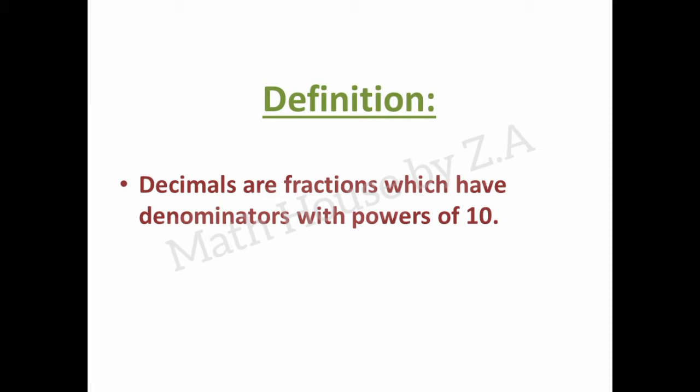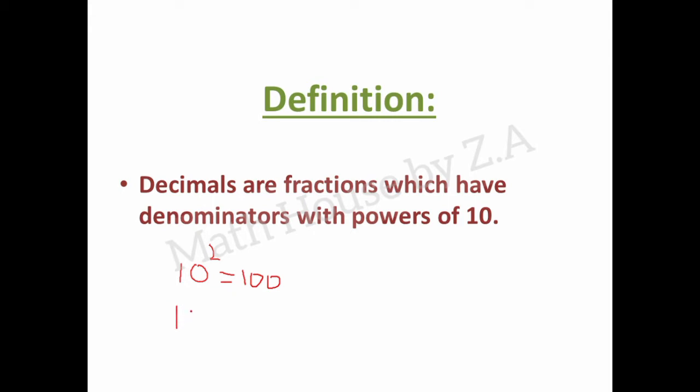The definition of a decimal number is: decimals are fractions which have denominators with powers of 10. So what is the meaning of power of 10? That means the decimals can be expressed as hundreds, tens, thousands, and so on. So you can see if you take 10 to the power of 2, it will become 100, because the power of 2 means we multiply 10 two times. When you multiply 10 two times, it will become 100.